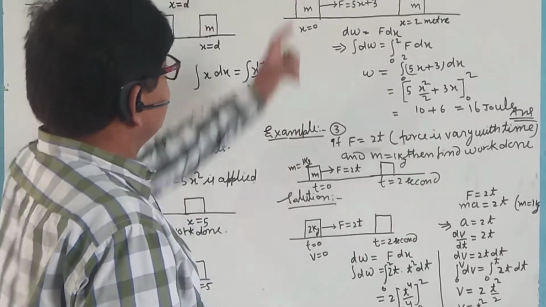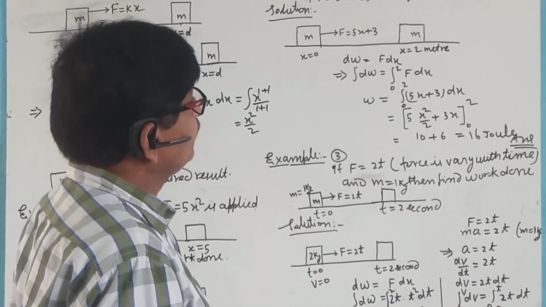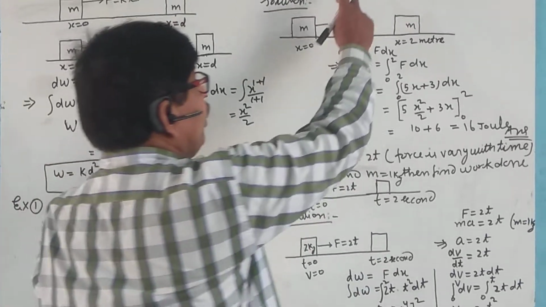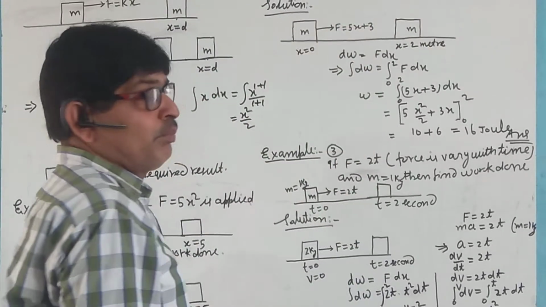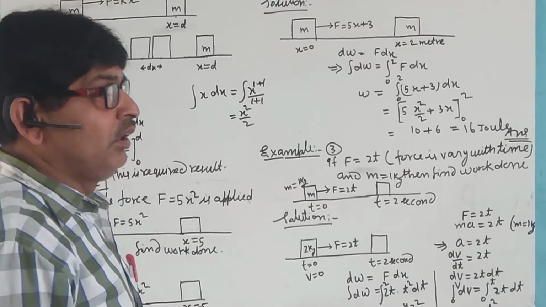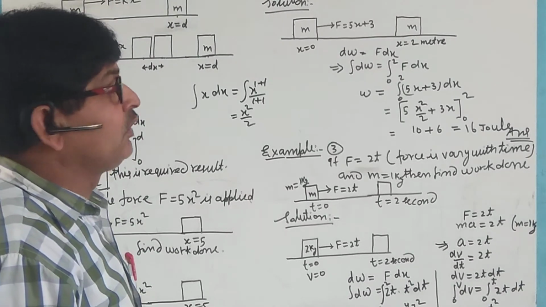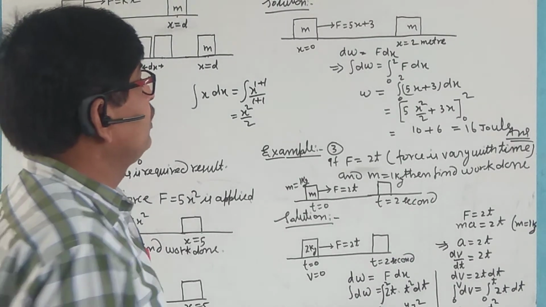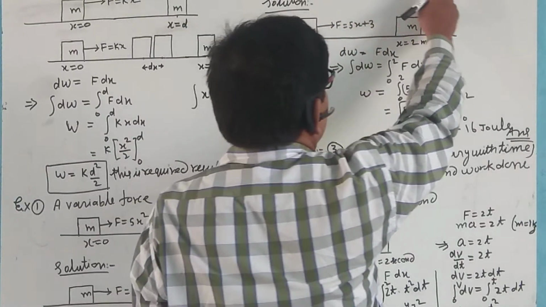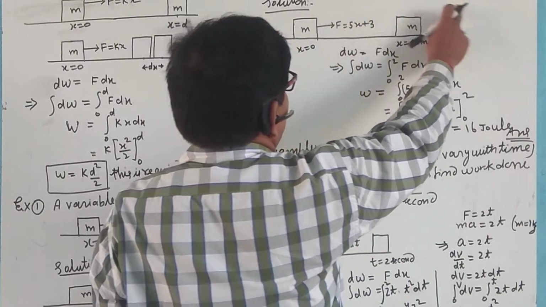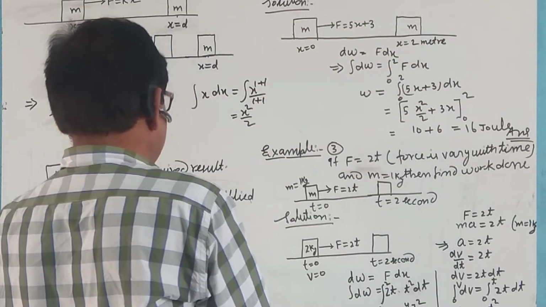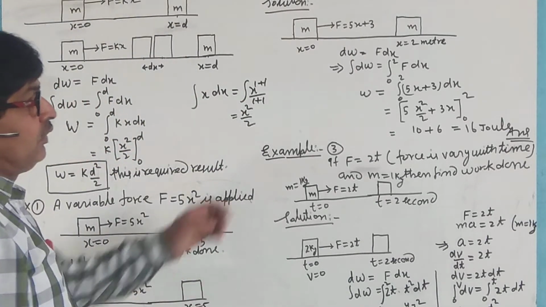Now the second example. Here is a block and we apply the force 5x plus 3, then the displacement is 0 to 2 meters, x equal to 0 to x equal to 2 meters. Find the work done in the similar way.